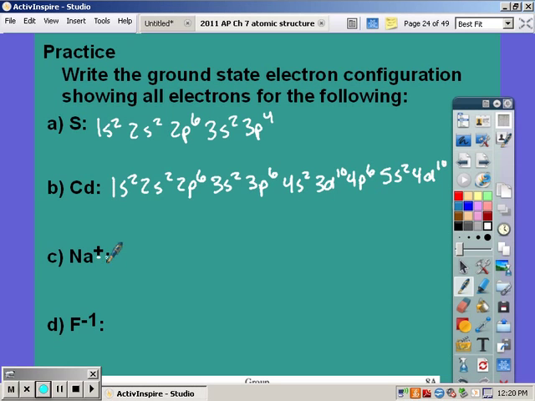For sodium plus 1, we lost an electron, which means it's the same as neon. So you just write the electron configuration for neon. Go ahead and pause the video and restart when you have it done. You should have 1s2, 2s2, 2p6. Fluorine minus 1 gained an electron, which means it's also the same as neon, meaning it has the same configuration.